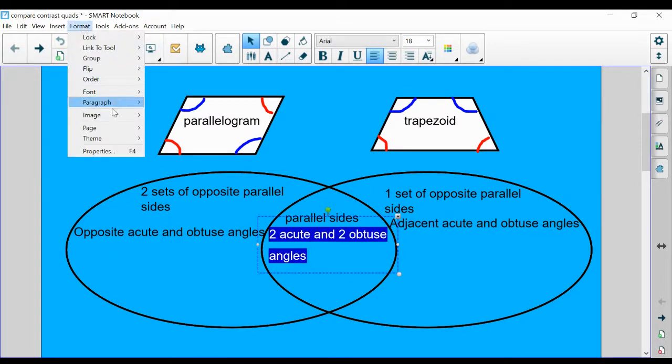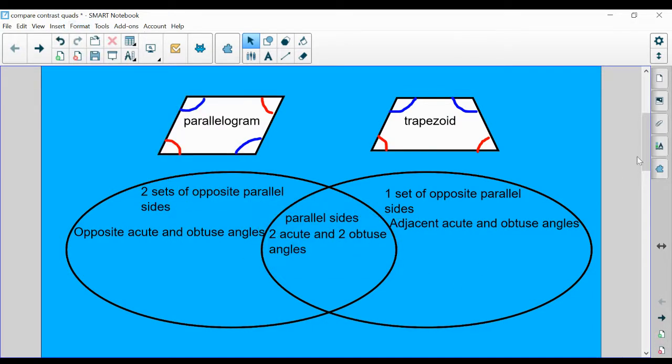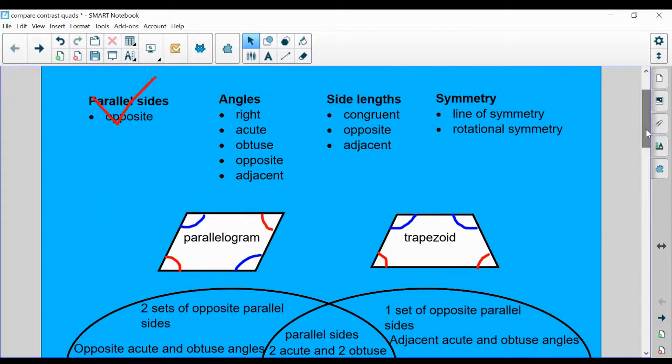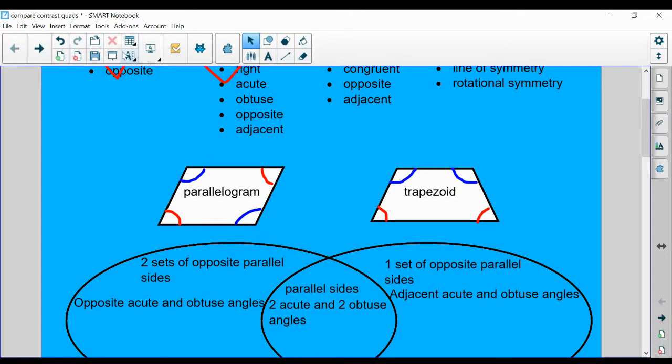So what happened here? Paragraph, line spacing. Turn that off. There we go. Now we can put our second check mark down, and now we're going to talk about side lengths, congruent, and then opposite and adjacent. So congruent means the exact same. So our parallelogram over here has, where's my eraser?